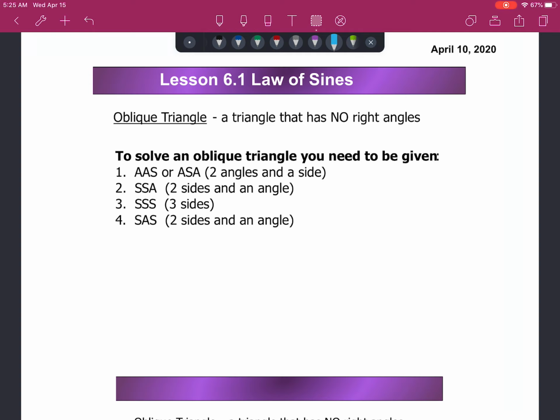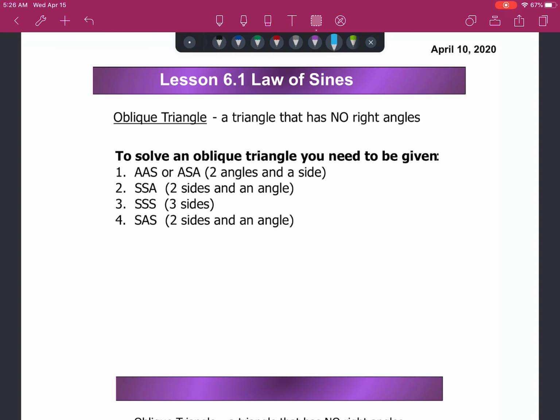An oblique triangle is any triangle that does not have a right angle. So we're talking about non-right triangles. Non-right triangles are called oblique triangles. Now, to solve an oblique triangle, you need to be given some information. But what does it mean to solve an oblique triangle? To solve a triangle, we would need to find all of its parts.